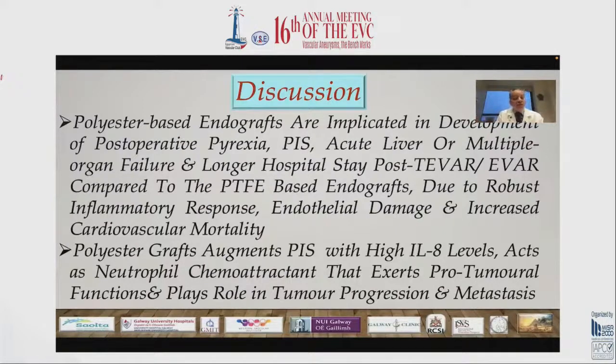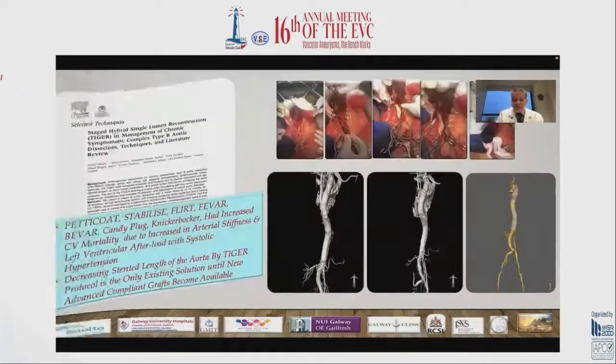Due to a robust inflammatory response, the people who have polyester-based grafts have a huge robust inflammatory response, which causes endothelial damage and increases cardiovascular mortality. Polyester graft augments post-implantation syndrome with high interleukin 8 level, which acts as a neutrophil chemoattractant that exerts pro-tumoral function and plays a role in tumor progression and metastasis. And we started putting that down to too many CT scans. No, you are creating the problem and blaming the wrong guy for what's going on.